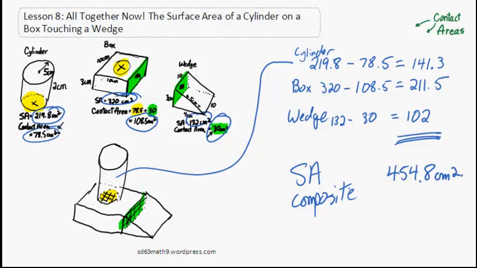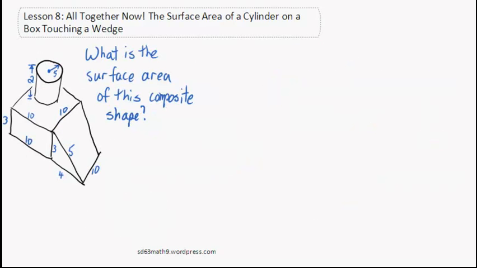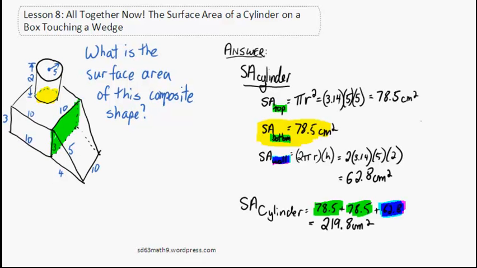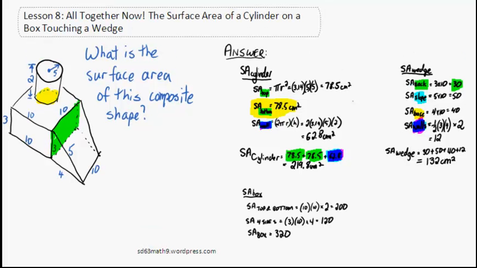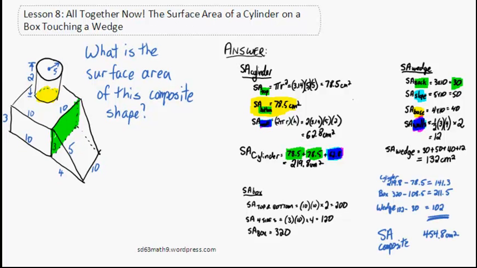Well, I did a lot of popping in and out and moving things around. How about I leave this video with a screenshot of what it would look like if I was just working it out and not explaining it. Here it is. Here is the question. The surface area of the cylinder is here. This is the surface area of the wedge. This is the surface area of the box, and here they are all added up with the contact areas subtracted out, giving the final answer of 454.8. That's it.